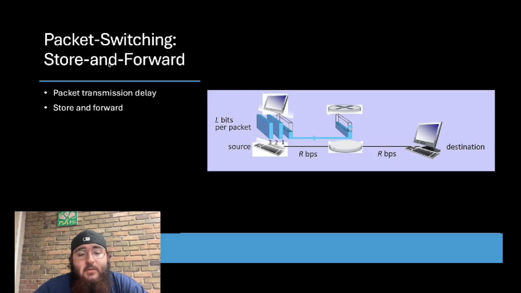Packet switching, store and forward. So when trying to send data out, it takes some time for it to arrive at its final destination. Well, packet transmission delay is essentially the amount of time it takes for a packet to be pushed out. And what store and forward means is that the entire packet must arrive at the router before it can be transmitted onto the next link.